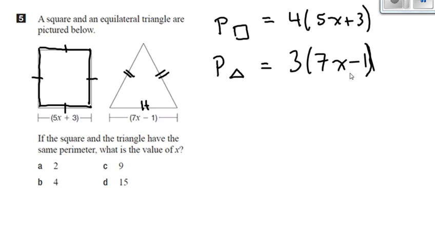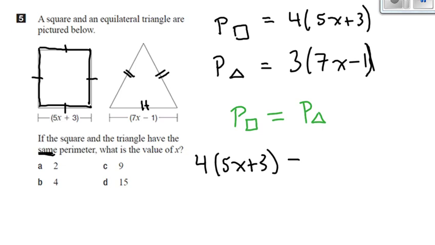Now we're told that the perimeters are the same. So in other words, we are told that the perimeter of the square is identical to the perimeter of the triangle. Therefore, this, the perimeter of the square, must be equal to the perimeter of the triangle, which is this. And what I've given myself here is one equation where I can try to solve for x. So let's go ahead and do that.